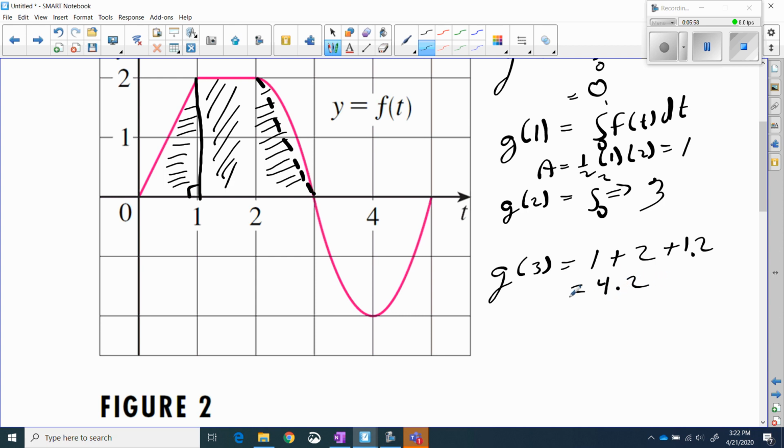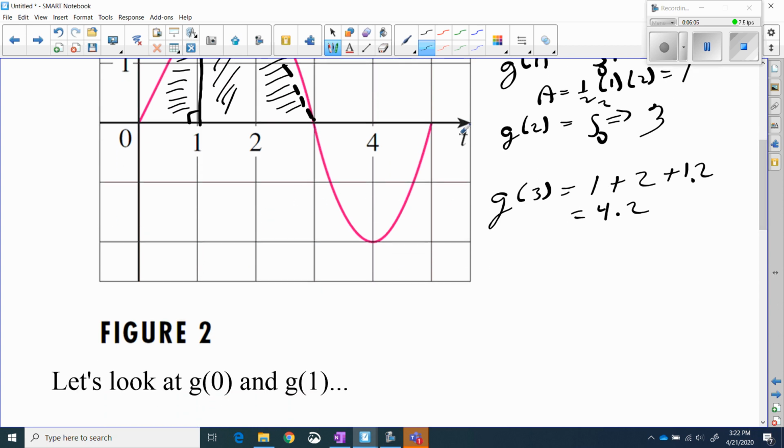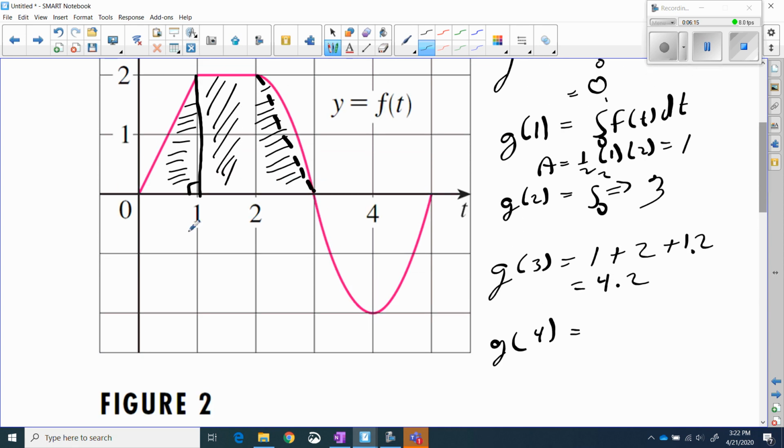All right. Next one in our list, I think, was G at 4, if I'm not mistaken. So now we're going to do G at 4. Now pay close attention to this one. G at 4 wants us to take what I have up here already, which is 4.2, and now I'm going to bring this piece here into the mix.